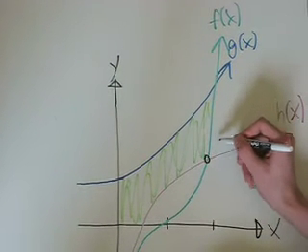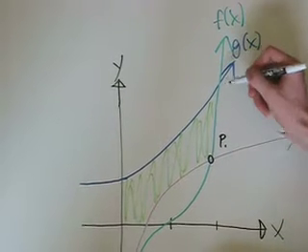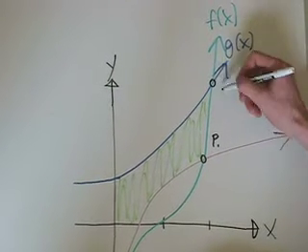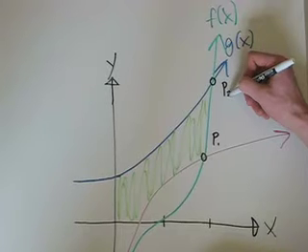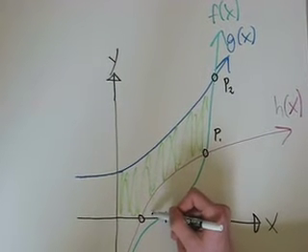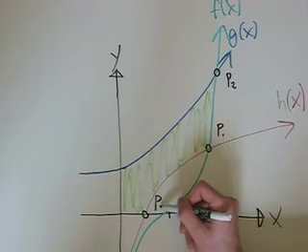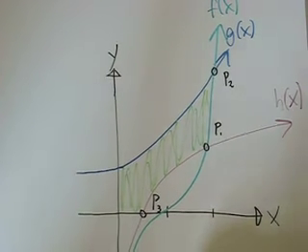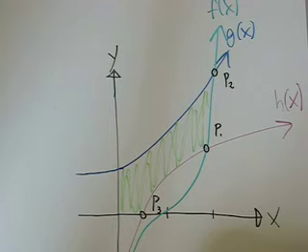But first we need the points of intersection. P1, which occurs when f of x meets h of x, P2, which occurs when f of x meets g of x, and P3, when h of x has a 0. For now, we're going to break this region into three smaller regions, from 0 to P3, from P3 to P1, and from P1 to P2.